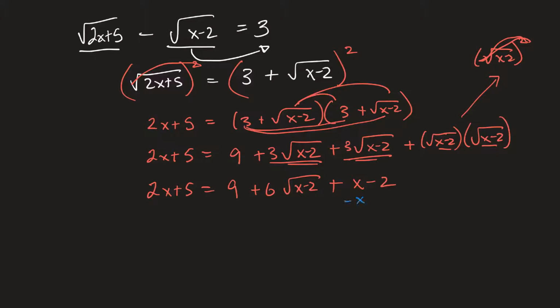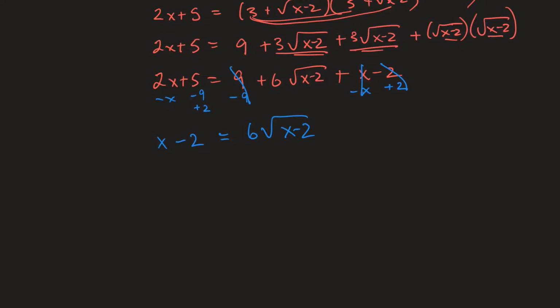Okay, collect like terms, so let's subtract x here, subtract x there, subtract 9, subtract 9. Here we'll add 2, and here we're going to have to add another 2. So this goes away, as do those. So I'll be left with x. Okay, 5 take away 9 is negative 4. Plus 2 is negative 2, I think. Let me look at that. Yeah, that's right. Equals 6 times the square root of x minus 2. Okay, I think we're doing okay now.